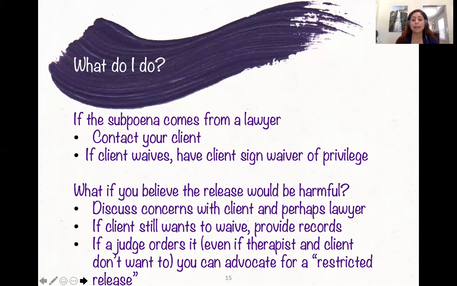Okay, so in that case, if the client still wants to waive privilege, you provide the records and be done with it. If not, if the attorney and the client are like, okay, no, we're not going to waive privilege, then you don't provide the information. Now, in that case where you don't provide the information, be aware that a judge could ultimately end up ordering it and you're kind of back at square one again and most likely going to have to share the information.